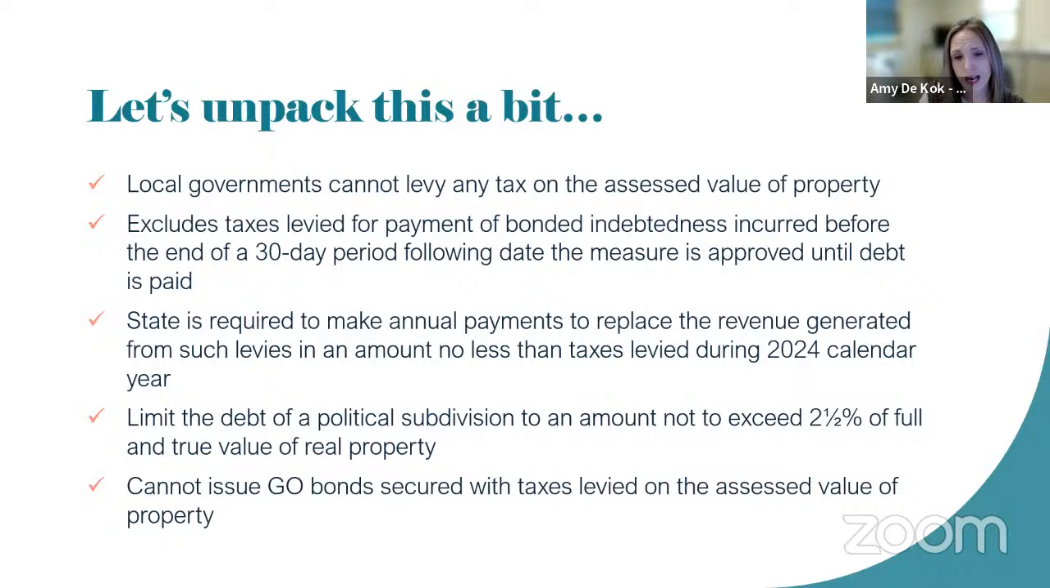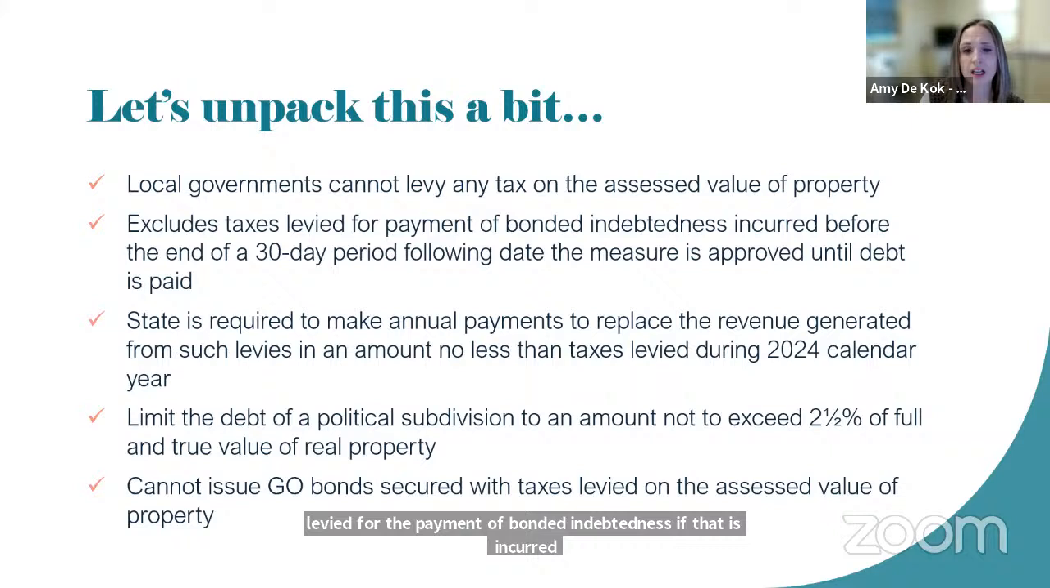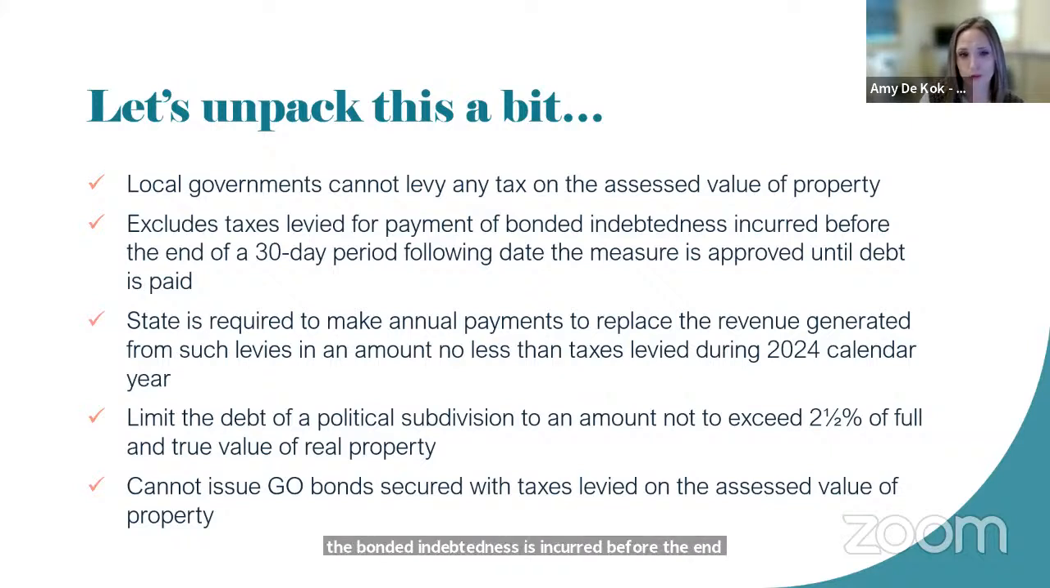It does exclude taxes levied for the payment of bonded indebtedness if the indebtedness is incurred before the end of a 30-day period following the date the measure is approved, until the debt is paid. So what does that mean? Essentially, you would have to have issued and incurred the bonded indebtedness no later than 30 days following approval of the ballot measure. The measure is on the ballot in the election on November 5th, and 30 days after that, should the measure be approved, would be the cutoff date for taxes levied for payment of bonded indebtedness incurred before that date.